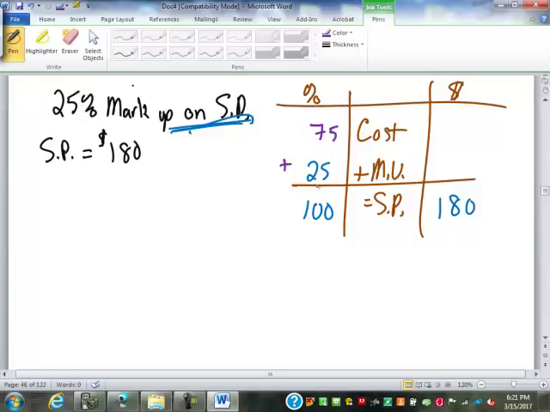So this is what we're going to use to base our calculations on for the next 20 minutes or so. Let's go ahead and take our break. We'll come back at about 6:31.